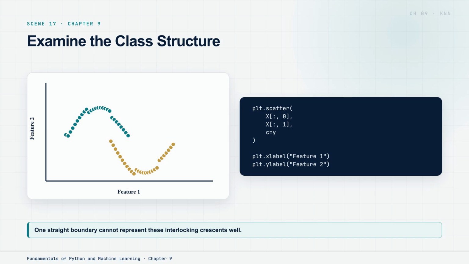Before training, we visualize the two feature columns. Each point represents one observation. The color indicates the known class. The two classes form curved regions with some overlap caused by noise. Visualization helps us understand why model choice matters. A flexible local method such as KNN may represent this shape differently from logistic regression, which begins with a linear decision function, unless additional features are created.